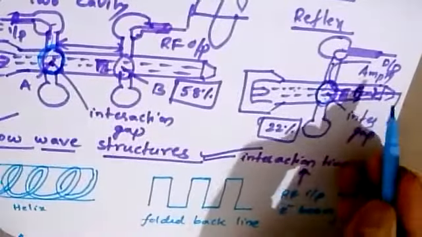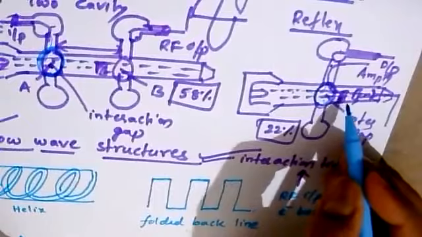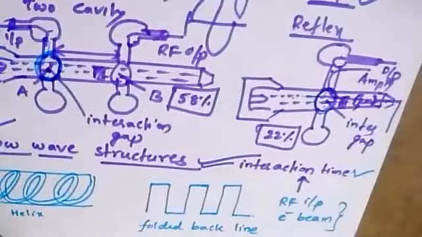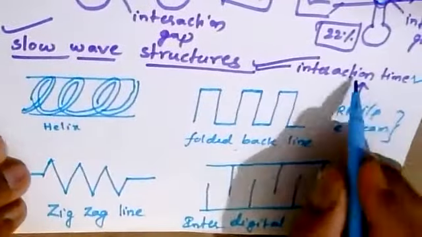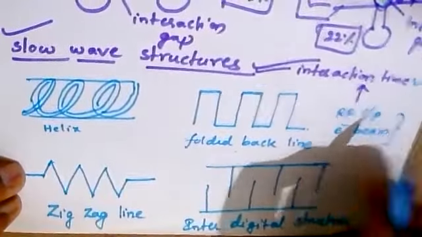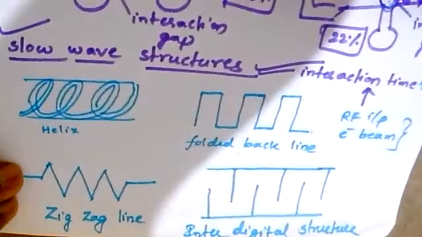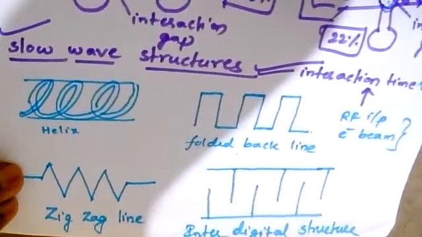So the bunching capacity is less, and amplification will result at lower levels. Now, using these slow wave structures, we can increase the interaction time. The question arises: how can we increase the interaction time here?